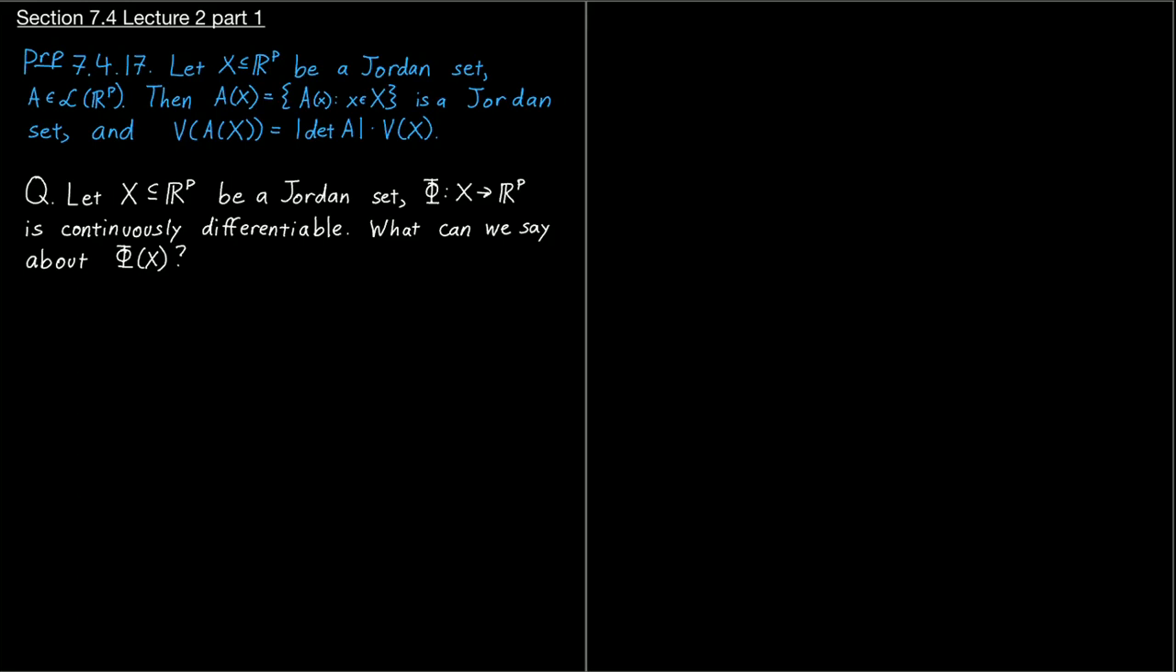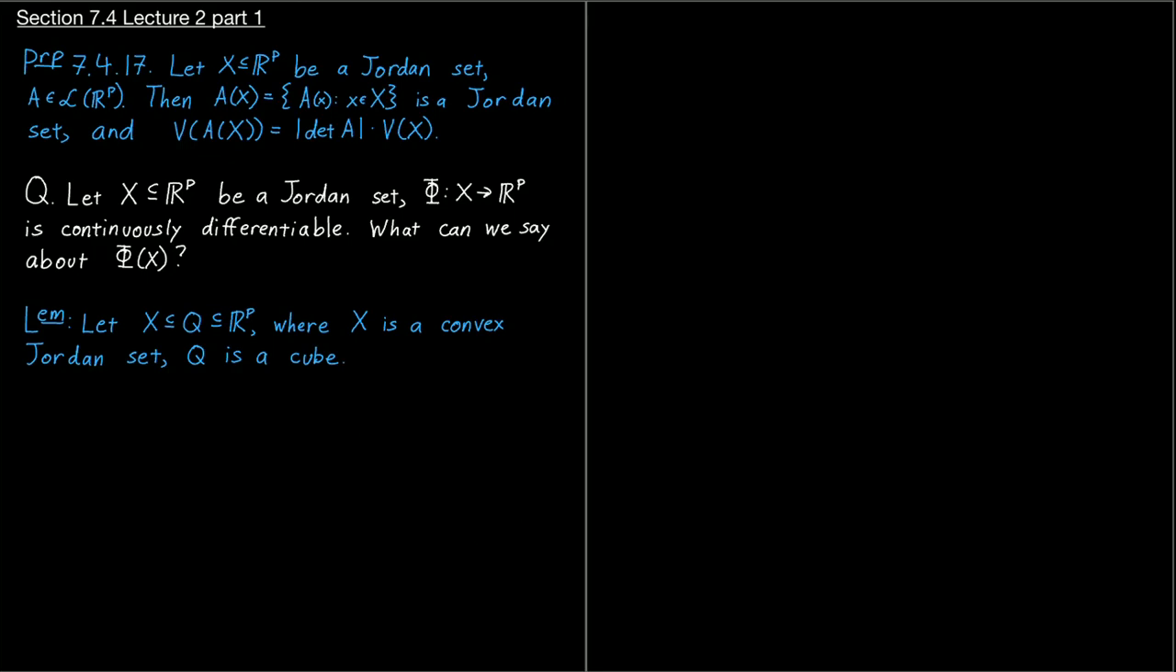So here is the first lemma we're going to need. Let X be a subset of Q, a subset of R^p, where X is a convex Jordan set, and Q is a cube. That means a rectangle where all the sides have the same length. That'll make this a little bit easier to state.